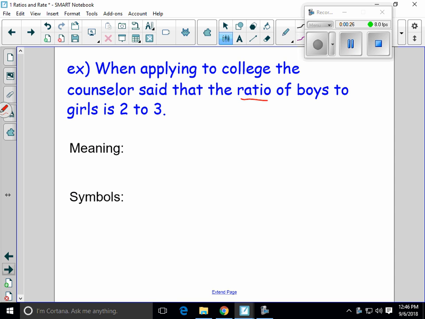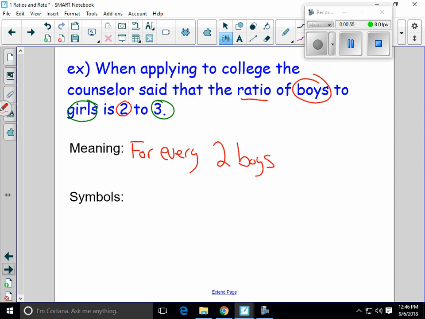Now, in this sentence, boys is mentioned first, and the number 2 is mentioned first. Girls is mentioned second, and the number 3 is mentioned second. So the 2 belongs with the boys, and the 3 belongs with the girls. When you're writing a meaning, your sentence is always going to start with "for every." So what this means is, for every 2 boys, remember 2 corresponds with boys, there are 3 girls. For every 2 boys, there are 3 girls.